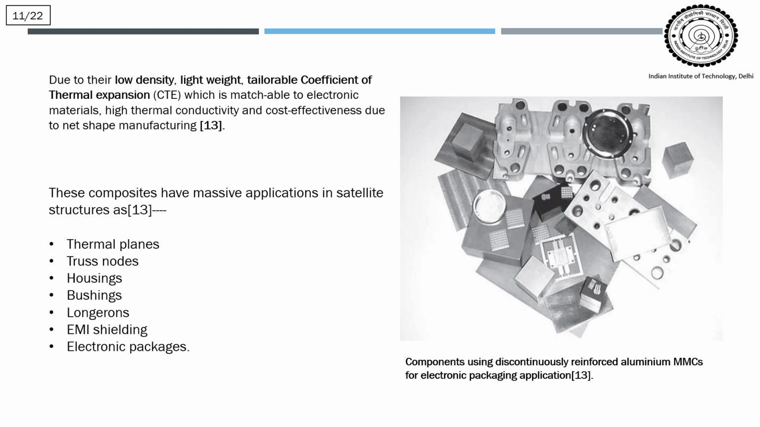Due to their tailorable coefficient of thermal expansion, aluminum matrix composites are used in some electronic packaging applications, as we can see in the image from reference 13. These composites have massive applications in satellite structures as thermal planes, truss nodes, housings, bushings, longerons, EMI shielding, and electronic packages.